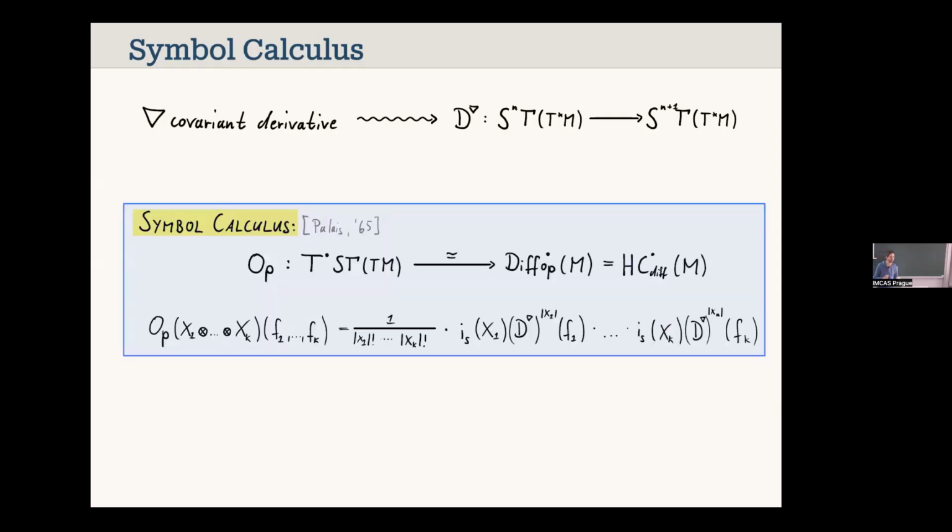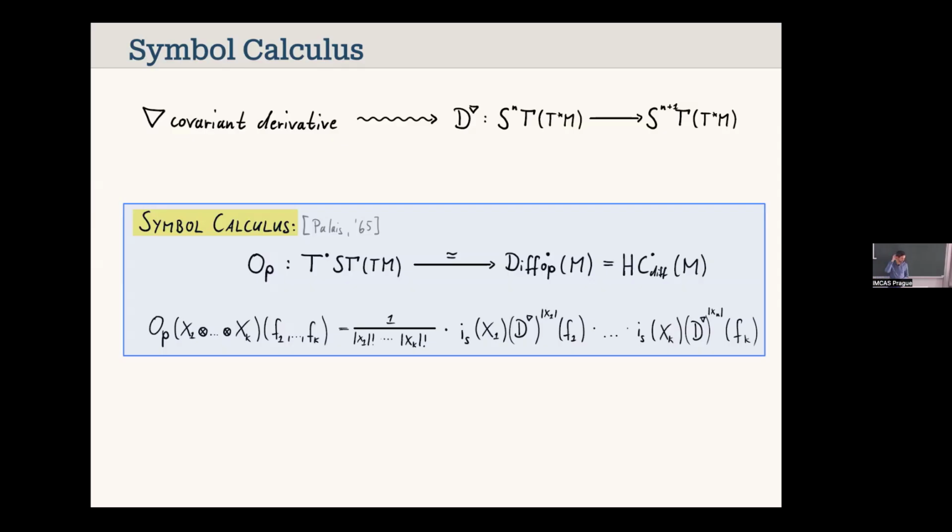I don't want to go into details. I just want to tell you there is a really classical statement. The first place where we could find it was lecture notes from Palais from '65. This is classical stuff from differential geometry, which tells us that we can identify differential operators or multi-differential operators with many slots, which are nothing but our differential Hochschild complex, with the tensor algebra of the symmetric algebra of the module of vector fields. Okay, so how do we do that?